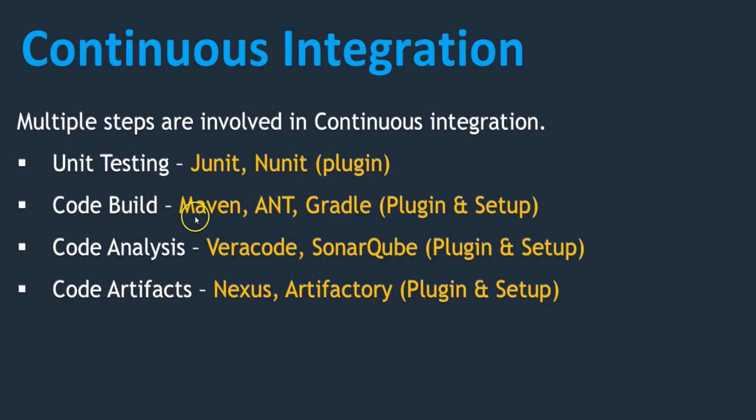Next, code build, Maven, Ant, Gradle, code analysis, Veracode, SonarQube, code artifacts, nothing but once code is compiled, some output comes. That output we call it as artifacts. To store those artifacts, we use code artifacts. Those are Nexus and Artifactory. We don't store artifacts on source code management tool, nothing but Git or Bitbucket. On this we don't store. We need to use artifact repositories for those. You are going to understand more details about this in the later sessions.